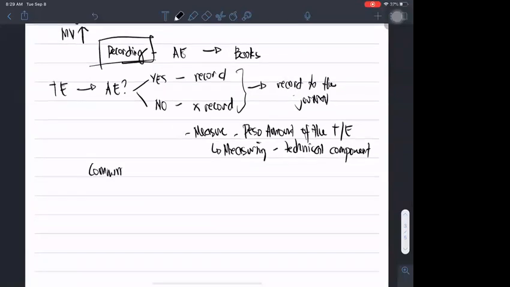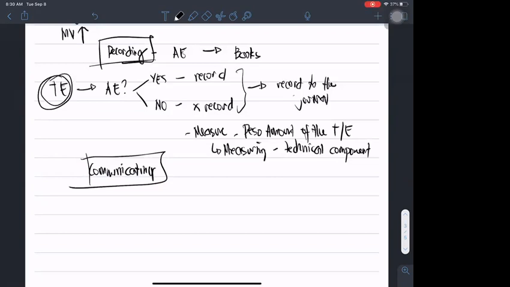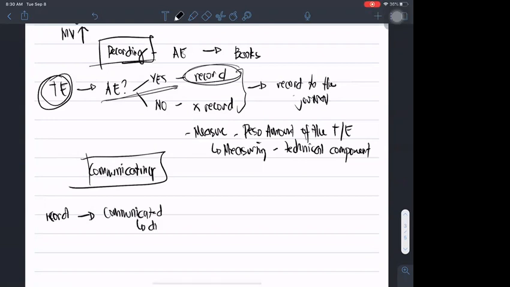Lastly, we have your communicating. So again, it is the process of identifying, recording, and communicating. So we already have a transaction or event. You said that it is an accountable event, therefore you record it. So these items on your record will be communicated. So when we say it will be communicated, it will be distributed to users of economic information.